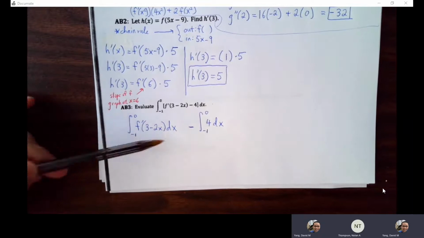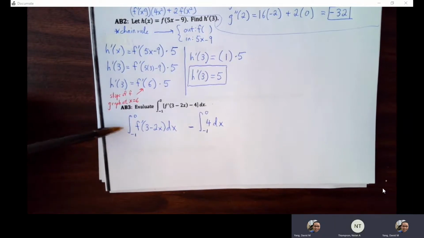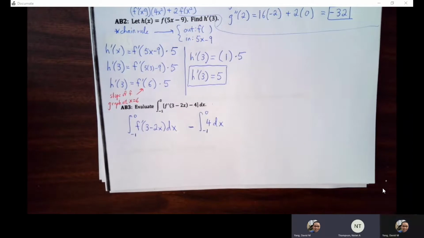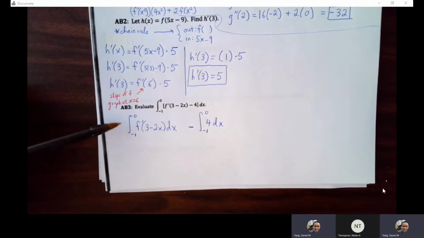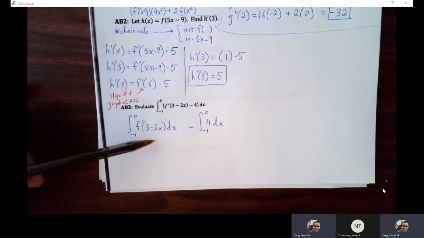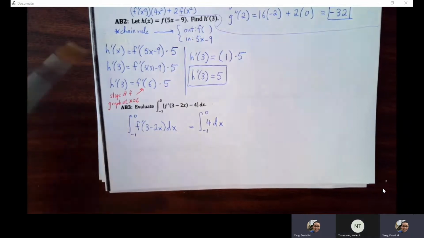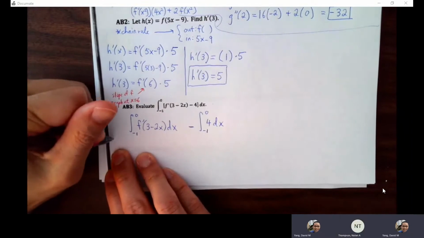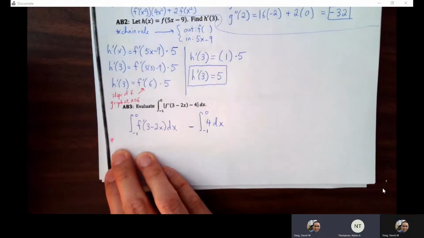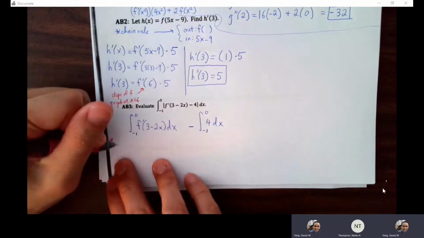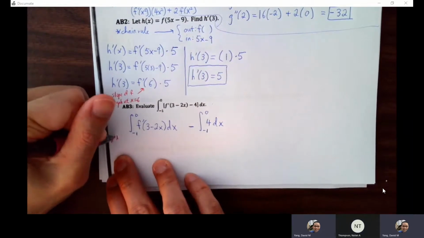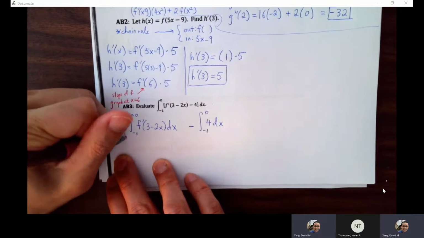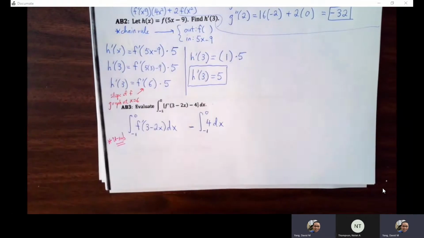Any idea how to handle this portion, the one on the left? Chain rule? Well, it's chain rule for integrals. What do we call chain rule for integrals? Not sure. It's U substitution. Because U substitution will allow us to take a messy problem and hopefully turn it into an easier one for us to solve.